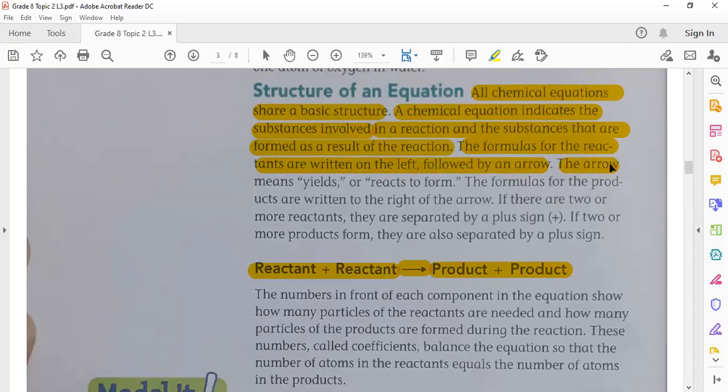The arrow means yields. What is the meaning of the arrow? Yields, or gives us. The arrow means equal, the same as equal in math. Yields, gives us. The arrow means yields or reacts to form. This is the meaning of the arrow. The formulas for the products are written to the right of the arrow.